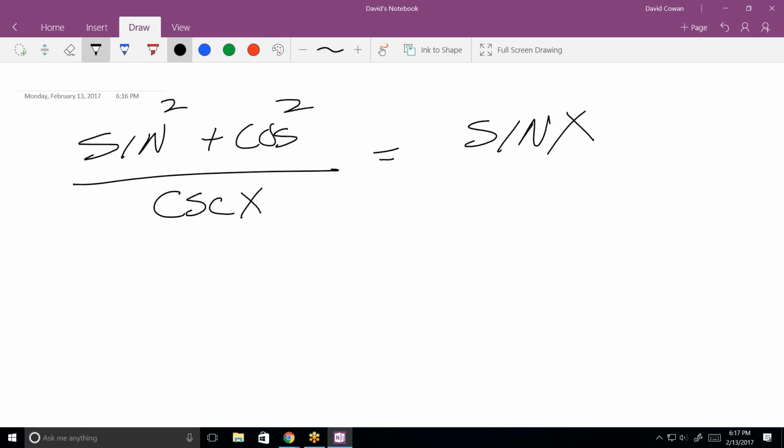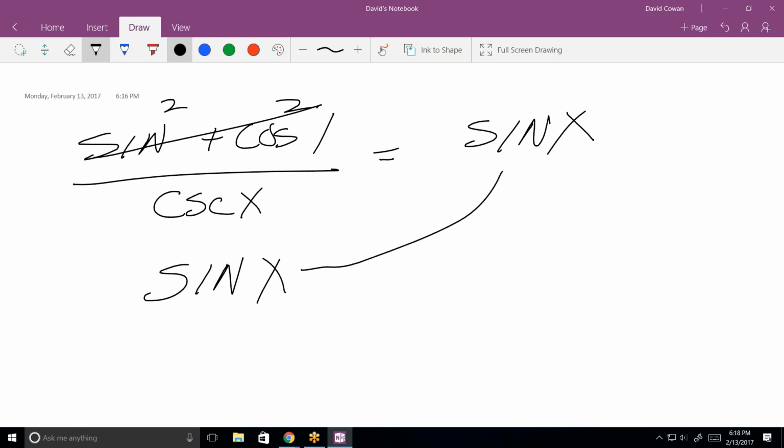Well, I can change the top to 1. And now we've got 1 over cosecant x. And I can change that to secant of x? What's the reciprocal of cosecant? Secant? No, sine. So that turns into sine. Remember, cofunctions are not reciprocals. They're a totally different category. So that turns into sine x. Problem proved.